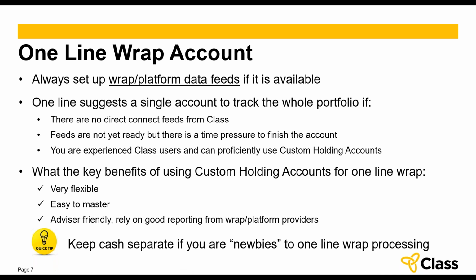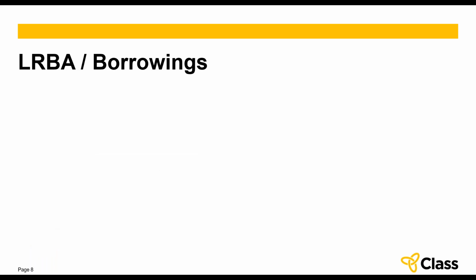Another tip: for people who are using one-line wrap processing, especially for the first few years or first few attempts, we strongly recommend you keep cash separate to the main wrap platform account. The reason is it's more intuitive to keep them separate, and once you process all the cash transactions, you've effectively done all the transactions related to a wrap platform as well. And we'll go through a live example to see how we handle that.